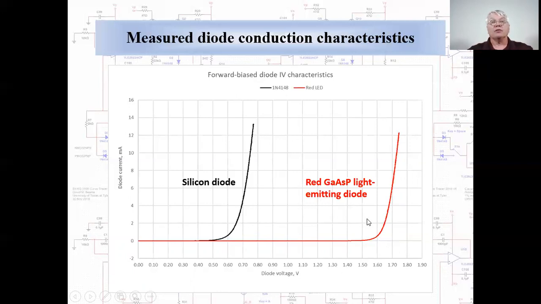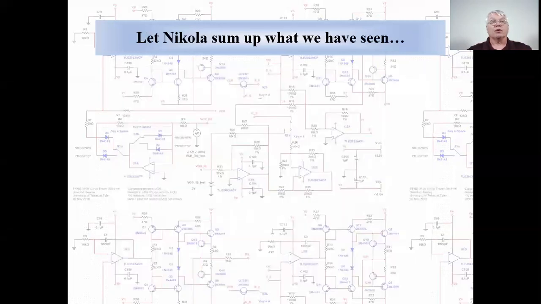LEDs emit light due to electron-hole recombination, and the wavelength of the light is determined by the band gap. Pure gallium arsenide emits infrared light. Pure gallium phosphide emits green light. Varying the ratio of gallium arsenide to gallium phosphide allows designers to tailor the band gap and produce a specific color of light. Now, Nicola will sum up this presentation.